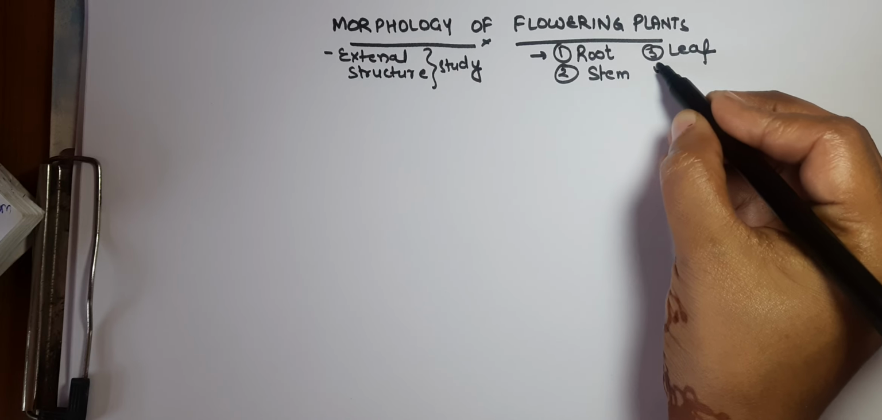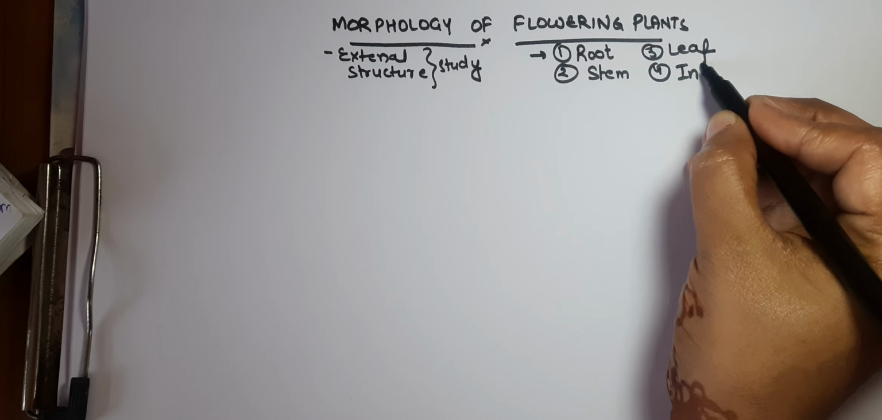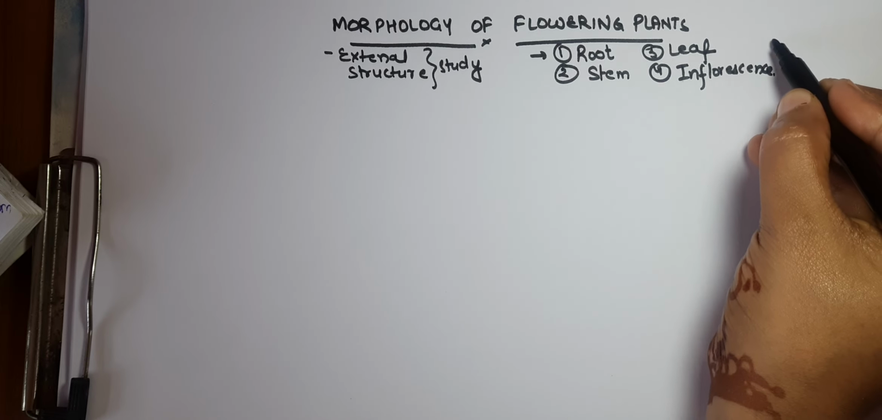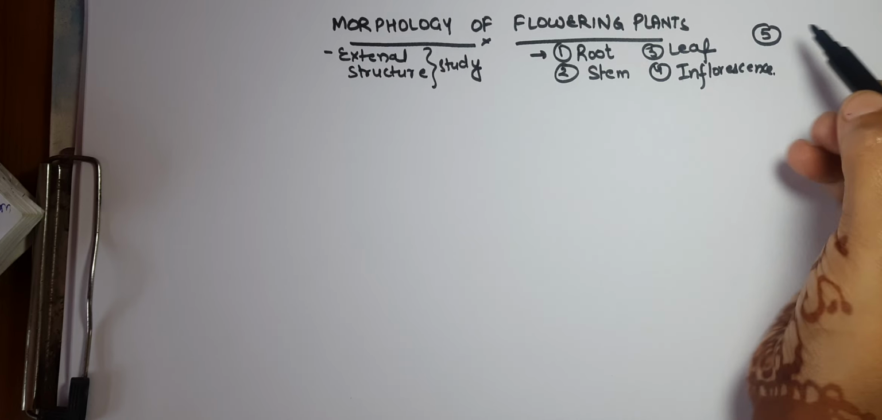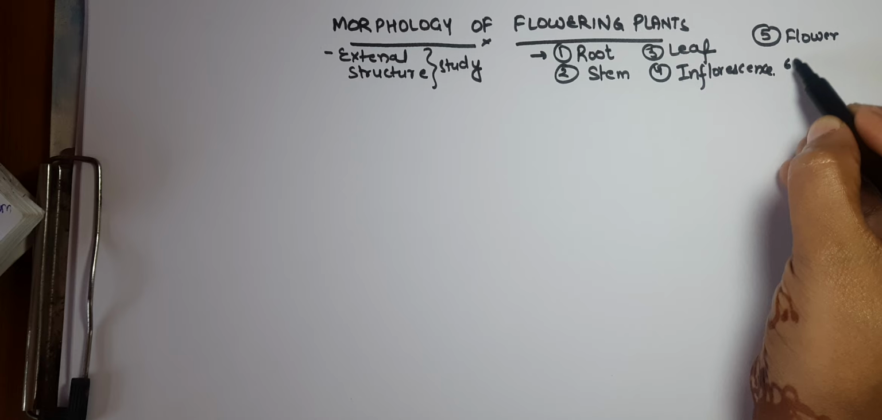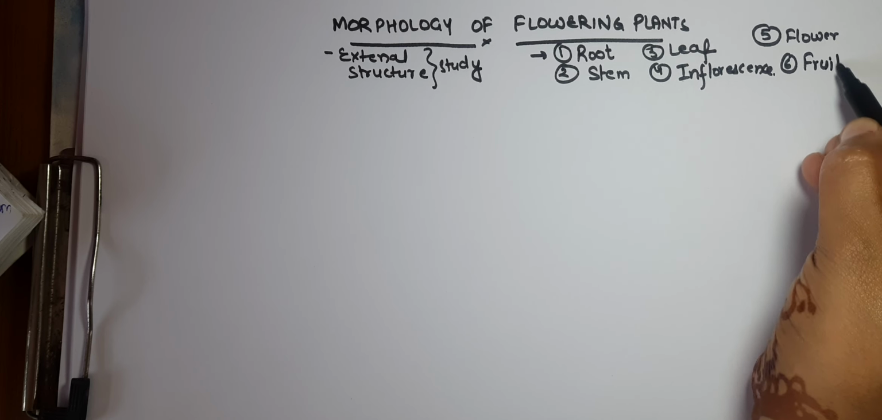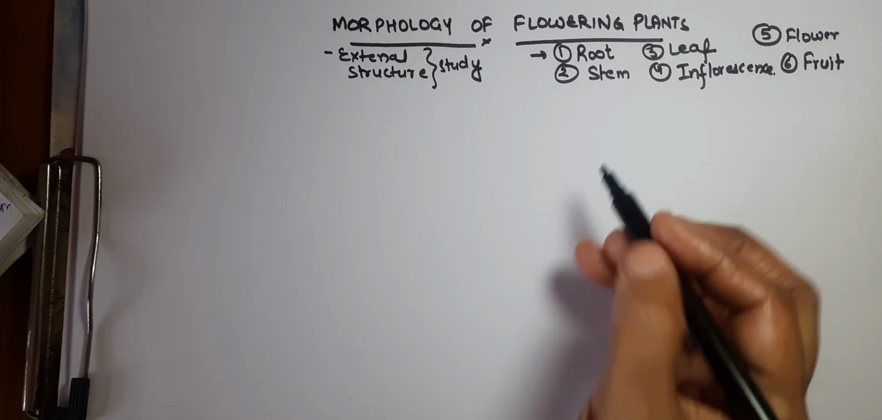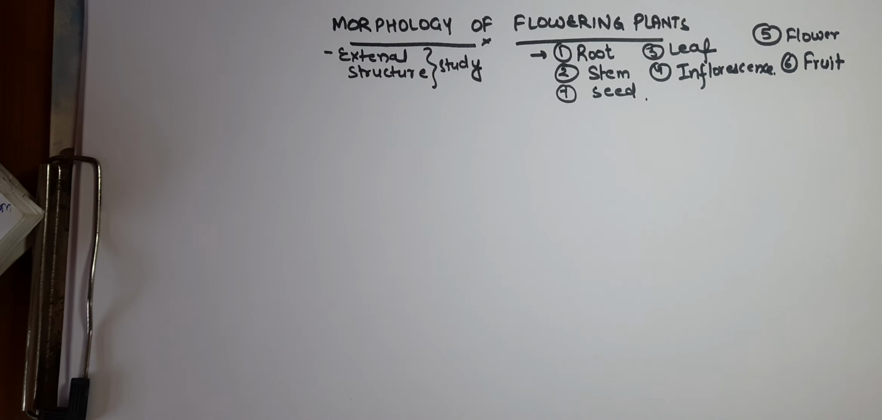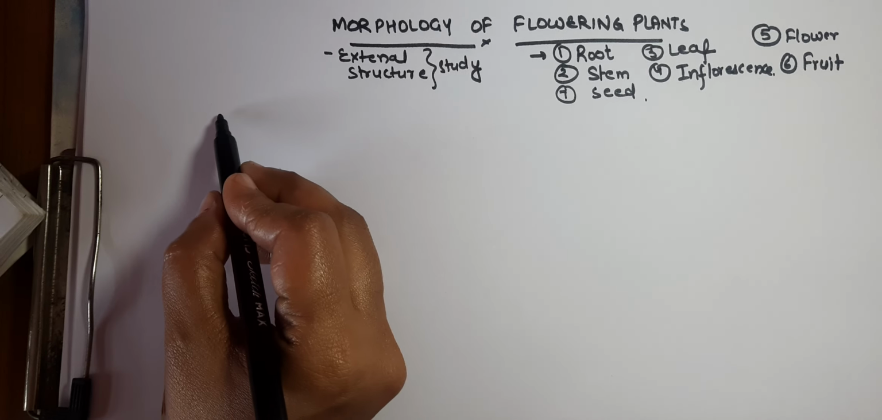The fourth thing we are going to study in this video is the inflorescence, that is the arrangement of the flowers. The fifth point is the flower itself. Then sixth is the fruit. The seventh one is the seed. And in the last, we will take the example of a typical flower. We will learn the semi-technical formula for it. So let's start the topics one by one. First we are going to discuss the roots.